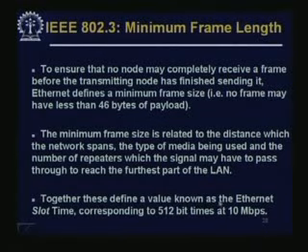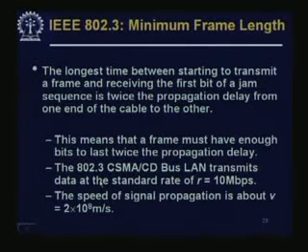Together these define a value known as the Ethernet slot time, corresponding to 512 bit times at 10 Mbps. The longest time between starting to transmit a frame and receiving the first bit of a jam sequence is twice the propagation delay from one end of the cable to the other, if that is the only thing there, if there are no repeaters. If there are repeaters, you have to include that also. This means that a frame must have enough bits to last twice the propagation delay. The 802.3 CSMA/CD bus LAN transmits data at the standard rate of R equal to 10 Mbps.